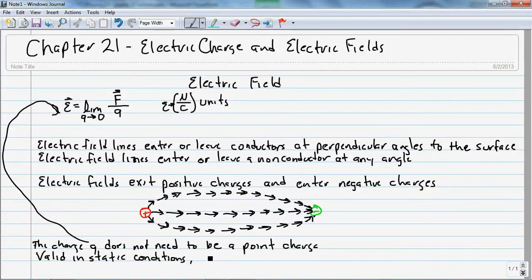Once the charges move, the electric field moves or changes. So this is the introduction to electric fields. We'll do an example of an electric field problem, and then we will look at how we can extend this to more difficult problems.